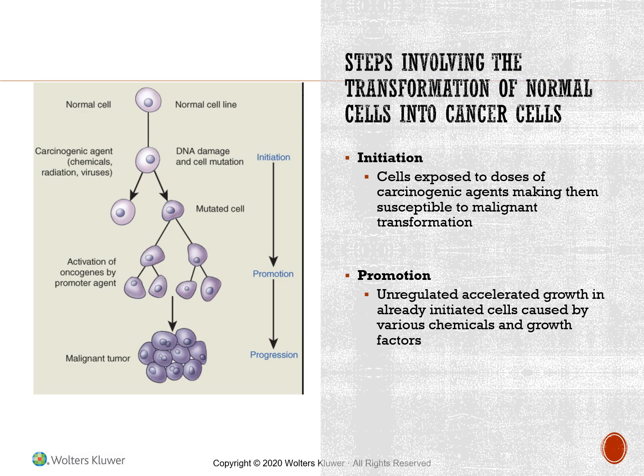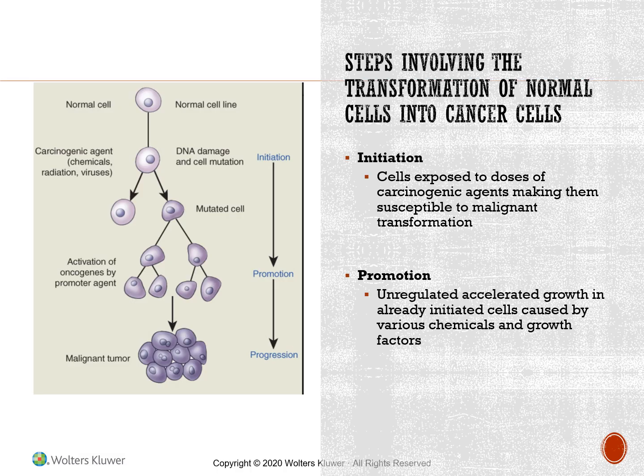So here's my normal cell. There's a carcinogenic agent, whether it's a chemical, radiation, or a virus, and we're going to talk about some of those etiological mechanisms in a moment. But that exposure causes initiation, or that cell itself to be more susceptible to malignant transformation. So again, that's called initiation. Okay. And so now we've got maybe some normal cells, and now we've got some cells that have some sort of genetic mutation caused in that initiation phase.